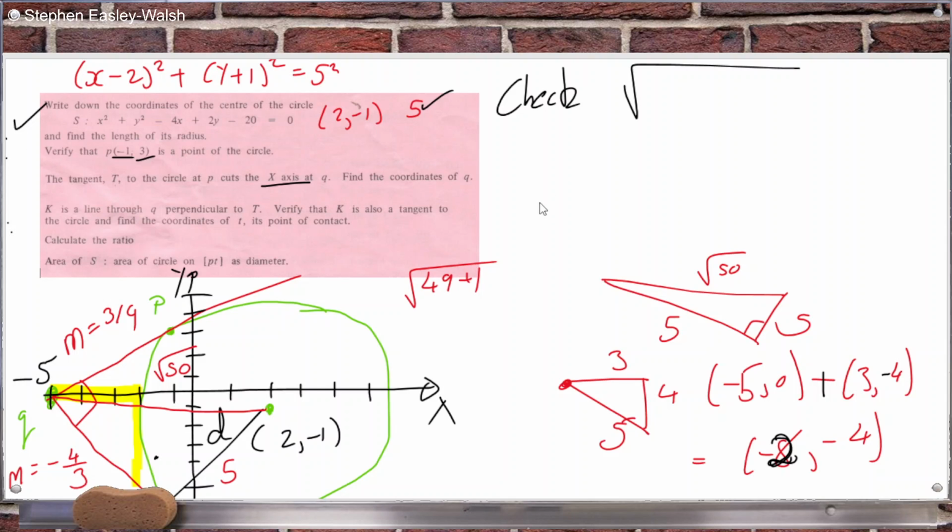Let's check that out. So now the distance from minus 2, minus 4 to 2, minus 1. That would be 4 squared plus 3 squared is the distance, and that distance is equal to 5. So yeah, we found the correct point down here. It is minus 2, minus 4. Okay. Whew.